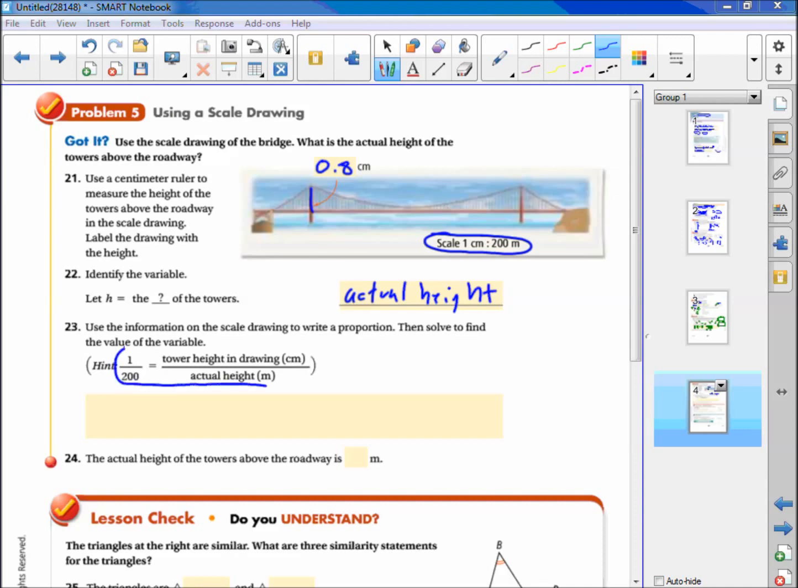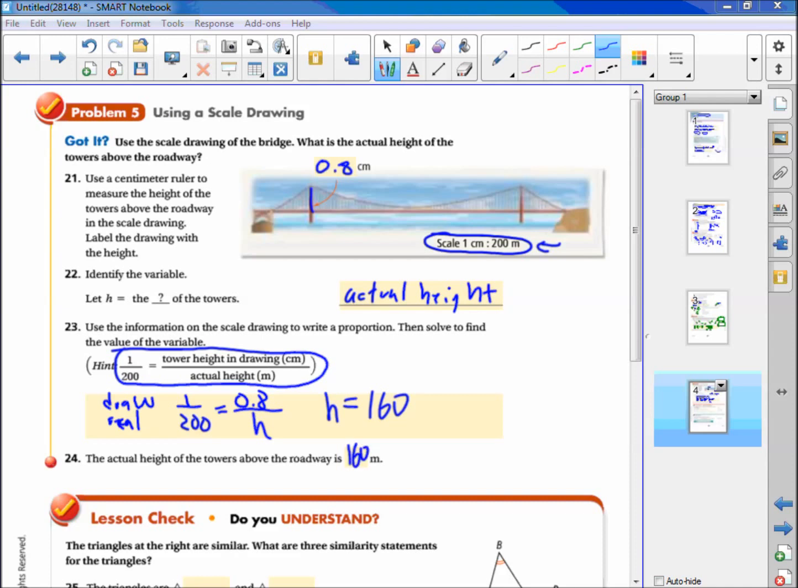We could do the scale factor that was given to us here, this scale, to help us with half of our proportion. So we have the drawing to the real thing. The drawing is 1 centimeter to the real 200 meters. And our drawing, what we're looking at, was 0.8 centimeters to our actual height, h. So we'll do our cross products. 1 times h is h, so this solves automatically as soon as I do my cross products, and we get 160 when we multiply the other ones. So the actual height of the tower above the roadway is 160 meters.